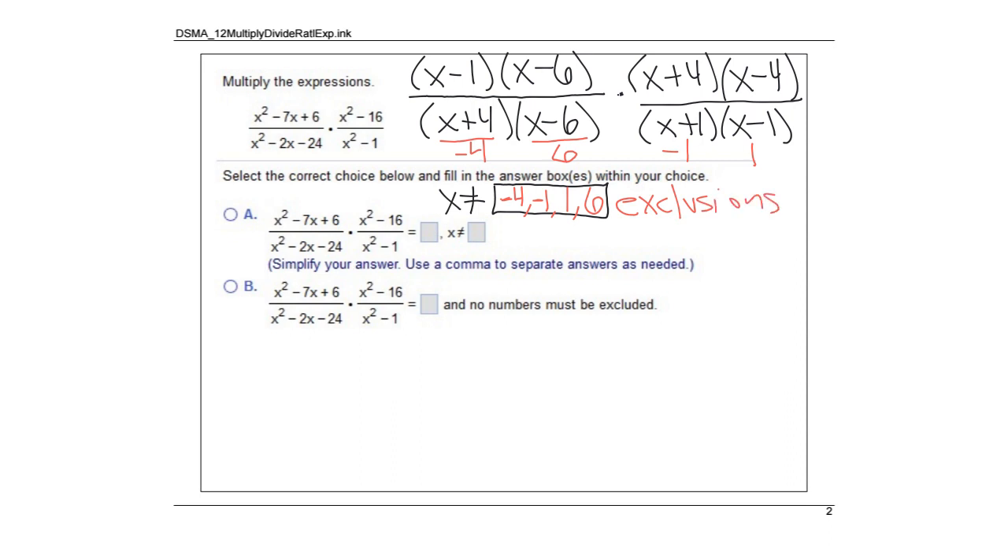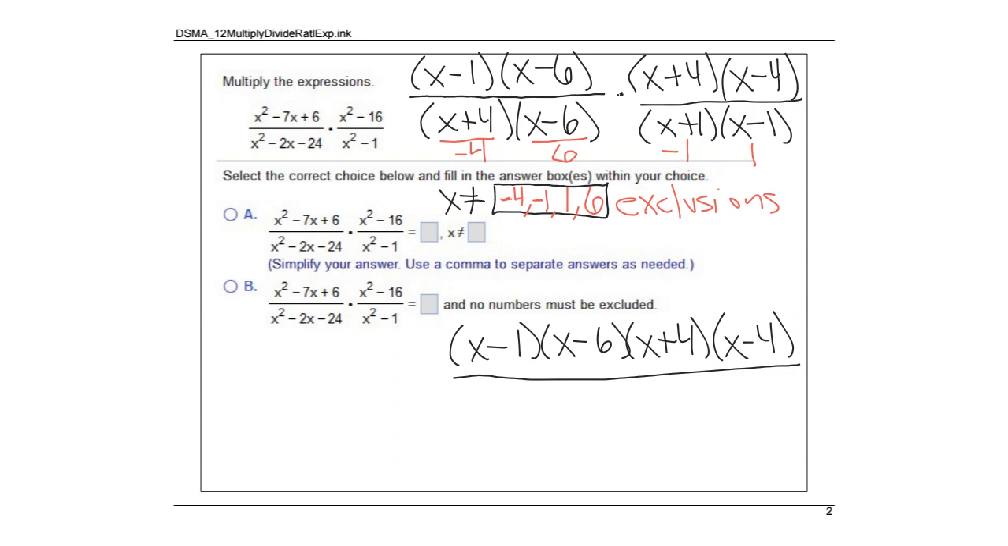Now we're going to go ahead. Remember, we have to do that first. I'm going to rewrite this, and we'll see what we can get rid of. So I'm going to put them all together because, again, when we multiply fractions, we multiply the numerators, we multiply the denominators, and then we'll just run along and see what we can get rid of.